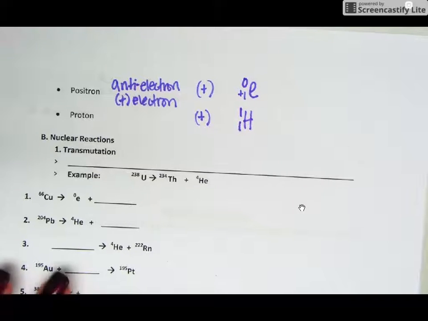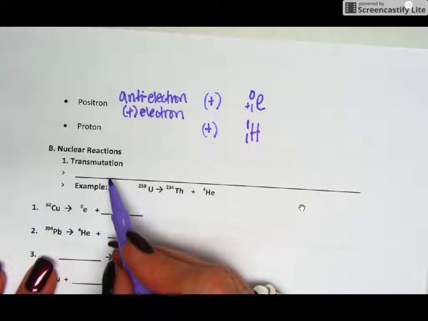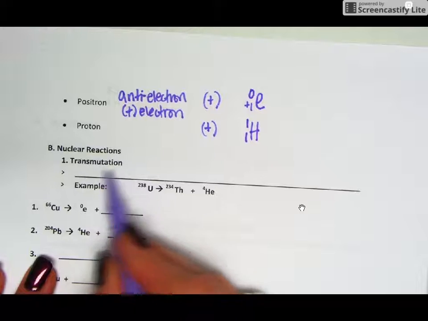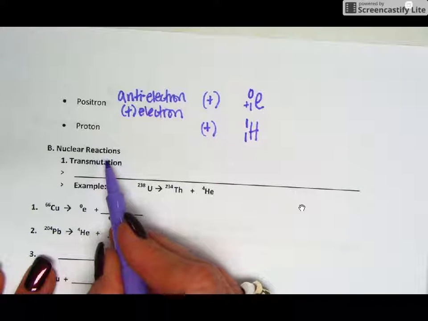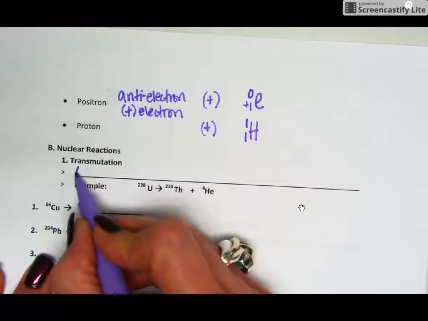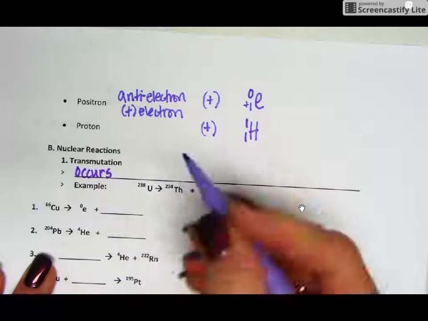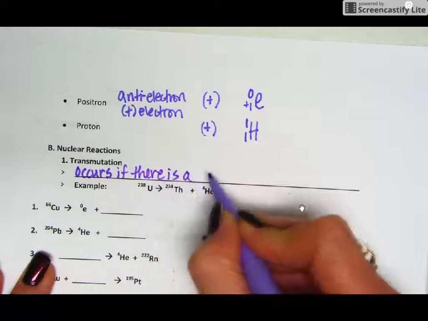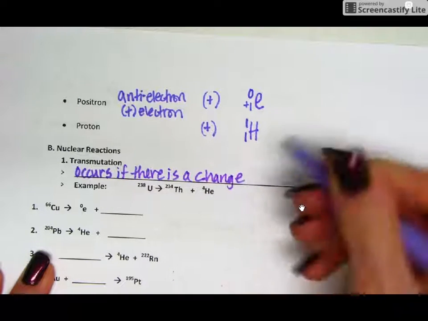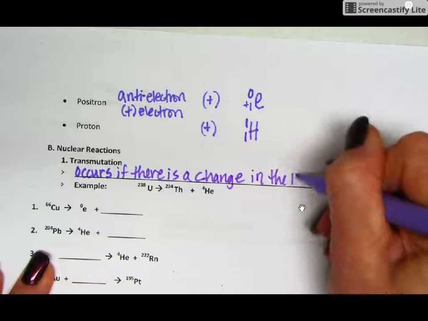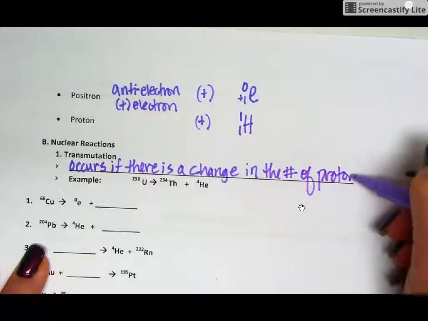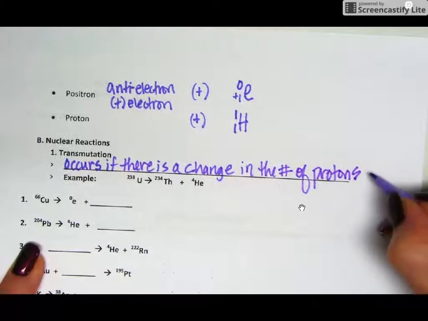So let's talk a little bit about what a nuclear reaction is. When nuclear reactions occur, a process called transmutation occurs. And when something mutates, it's changing identities. So in other words, your nucleus is changing, which means your number of protons is changing. So transmutation occurs if there's a change in the number of protons within the nucleus.